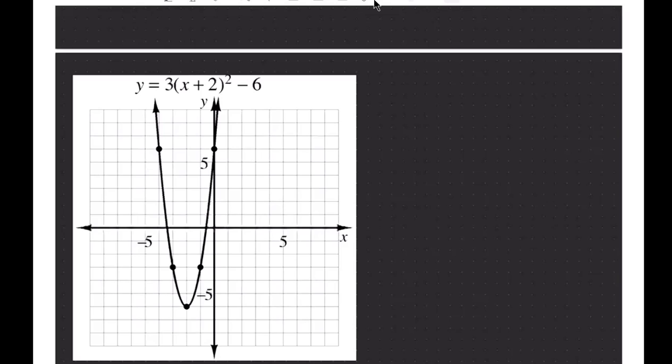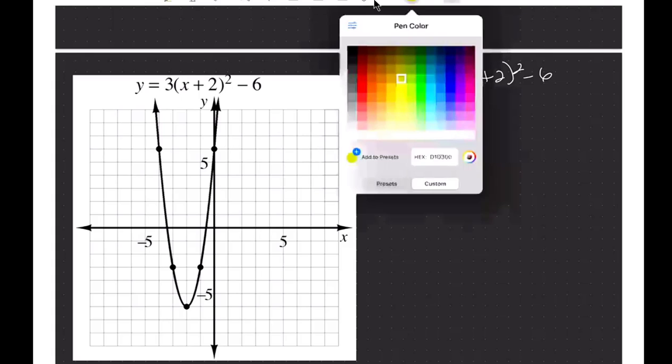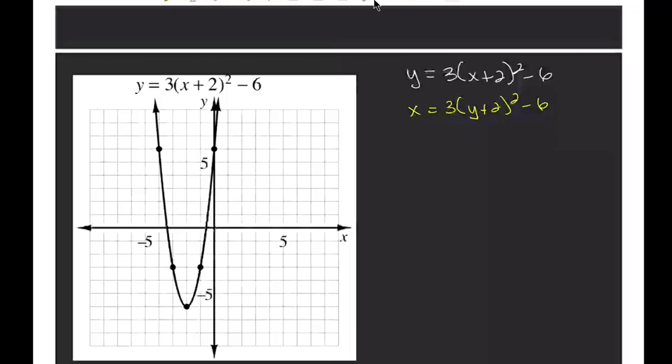I'm going to run through the algebra real quick on this, right? If we were last section, if we had y equals 3(x plus 2) squared minus 6, and we wanted to find the inverse, we're switching that x and that y, right? And then we're going to solve it. And you guys don't have to write this all down. We're going to solve it for y. So I'm going to add 6 to both sides. Then I'm going to divide by 3.